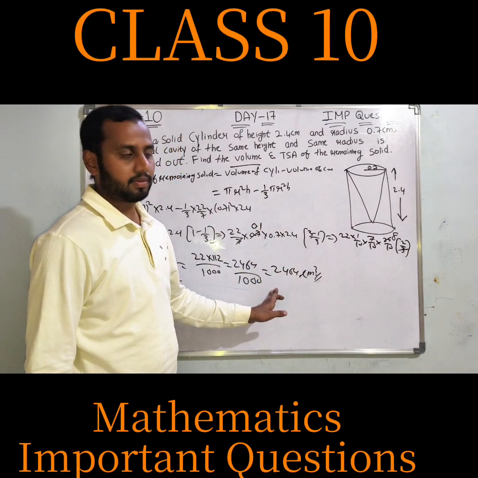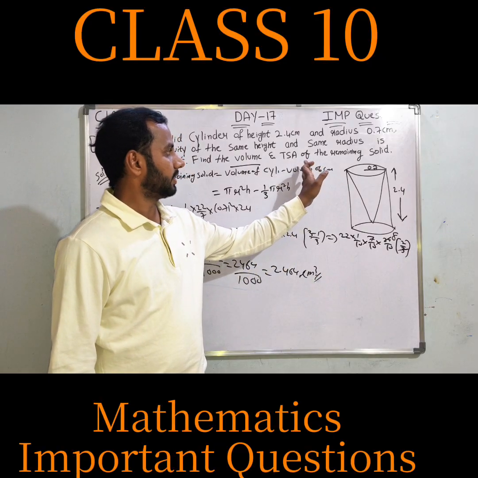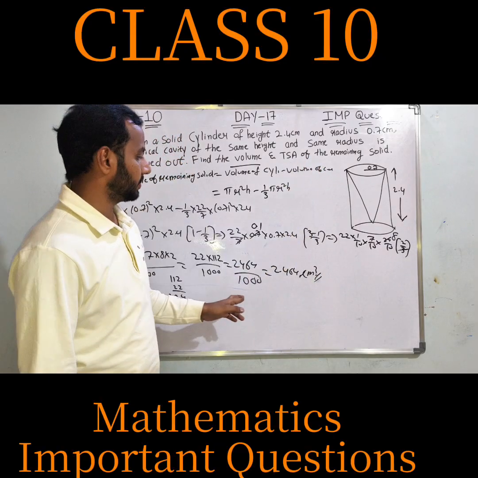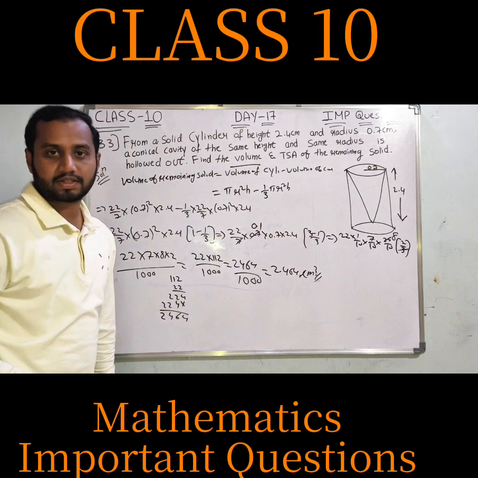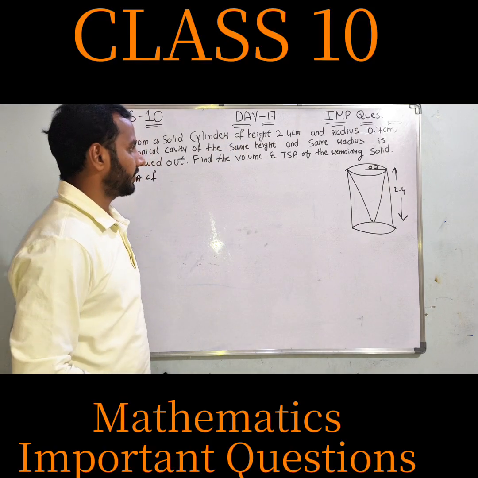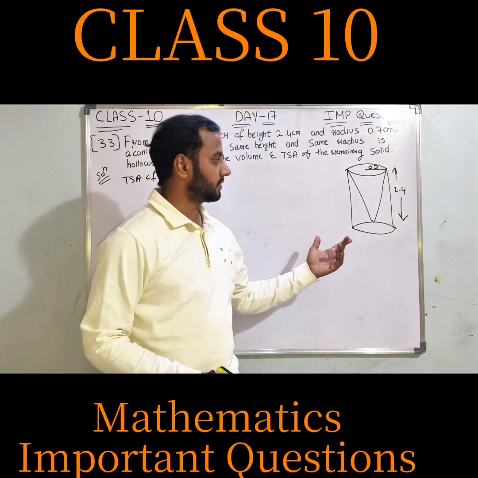This is the volume of the remaining solid. Now to find the total surface area of the remaining solid, let us erase this part first. Now to find the total surface area of the remaining solid, listen here. What is the total surface area of the remaining solid?